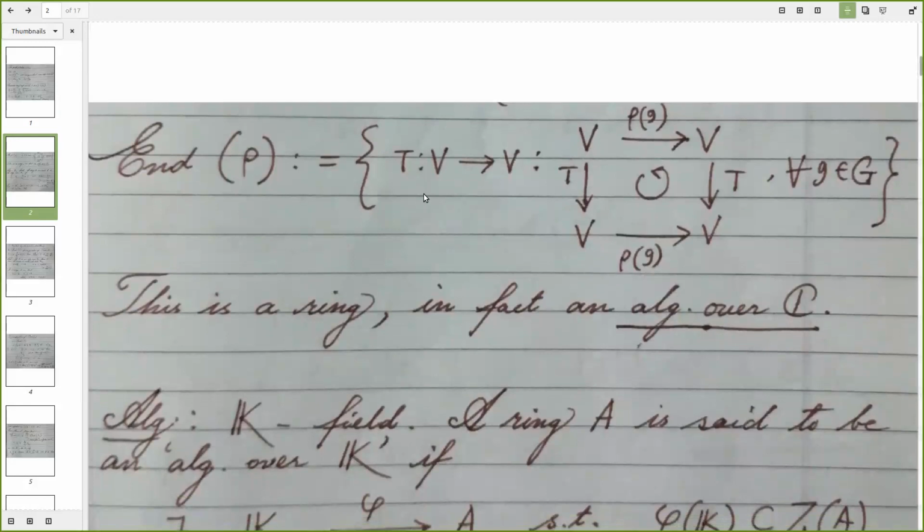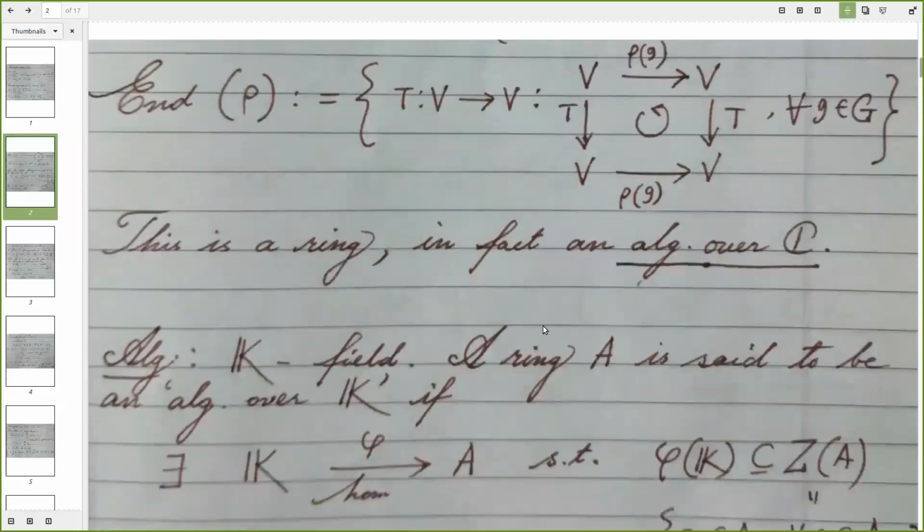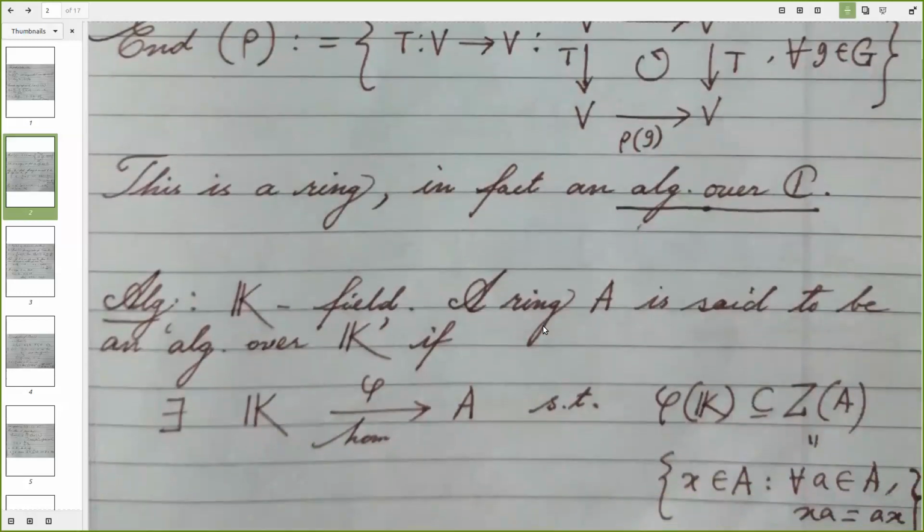So you can easily see that this is a ring. The addition of this ring is the usual addition of linear maps, and the product is the composition of G invariant linear maps, because we know that if two G invariant linear maps are composed, then it will again be a G invariant linear map. So it's a ring. In fact, it's an algebra over C. So let me first tell you what it means.